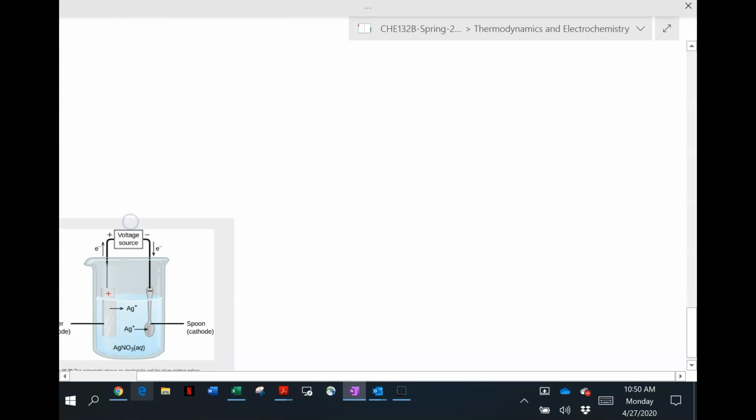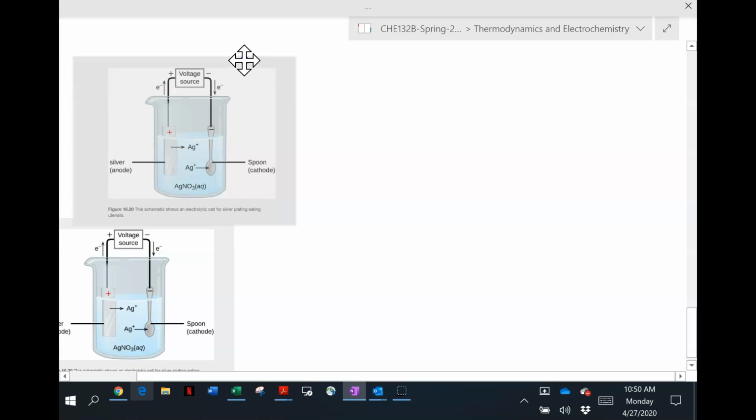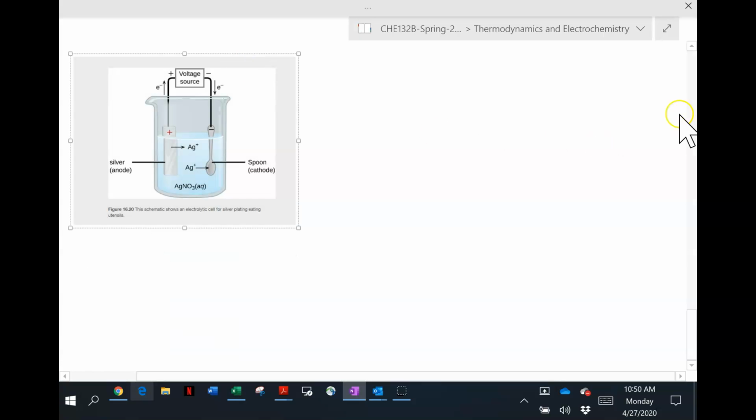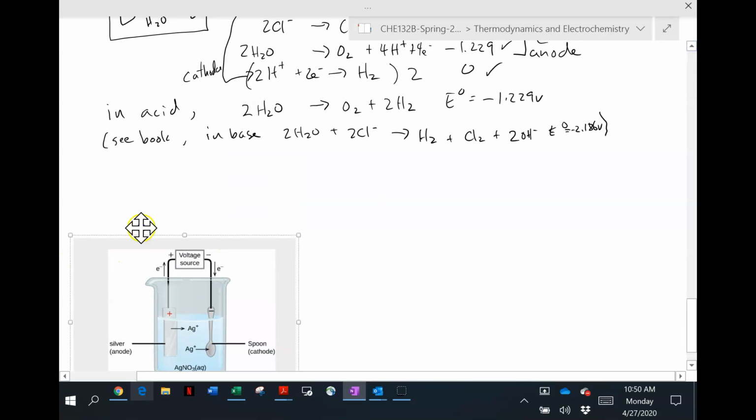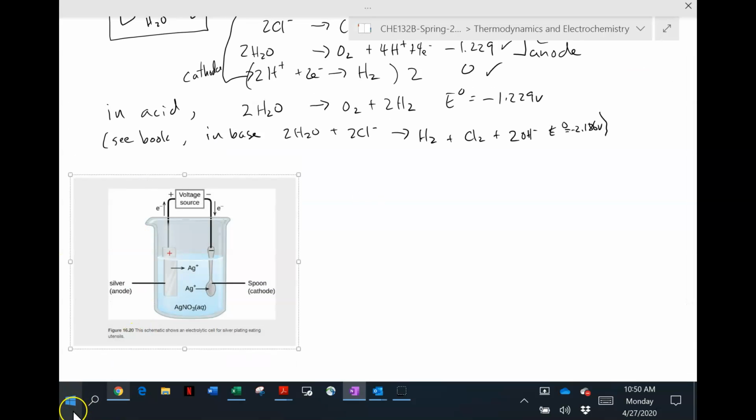solutions. All right, I wanted to talk briefly about this concept of electroplating, which changes our gears just a little bit in terms of some calculations we can do. Here is a setup for electroplating silver onto a spoon. Of course, you're probably familiar with either jewelry or silverware that's been plated with a more valuable metal on top of a more common or less expensive metal.